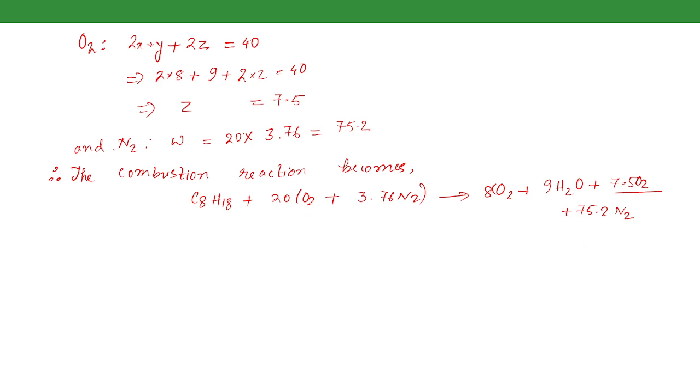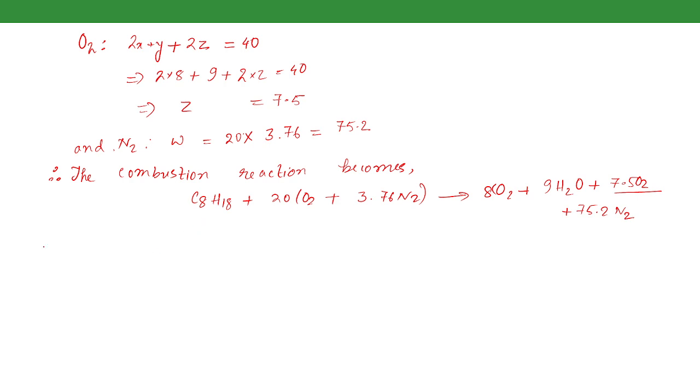Okay, so if we take the 7.5 to the left hand side, we'll get 12.5 moles of oxygen would have been sufficient. That is 12.5 moles of oxygen would have been the actual requirement for the complete combustion of this octane fuel, and that is called the theoretical amount of air. So here the combustion is taking place at an excess amount of air.